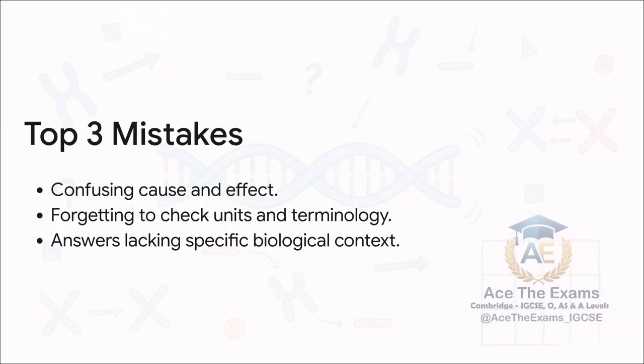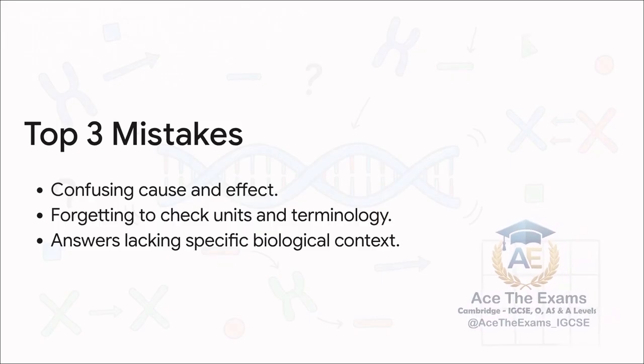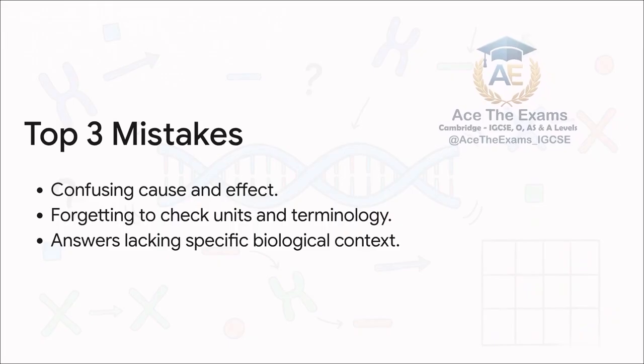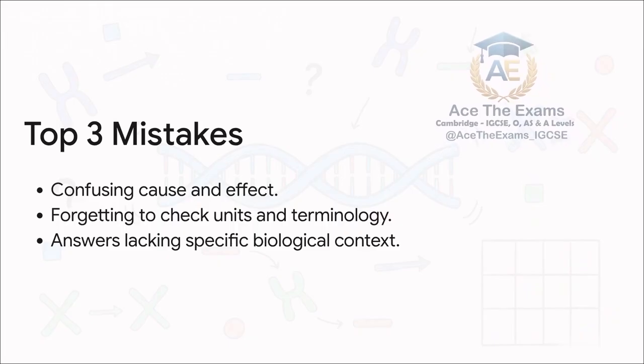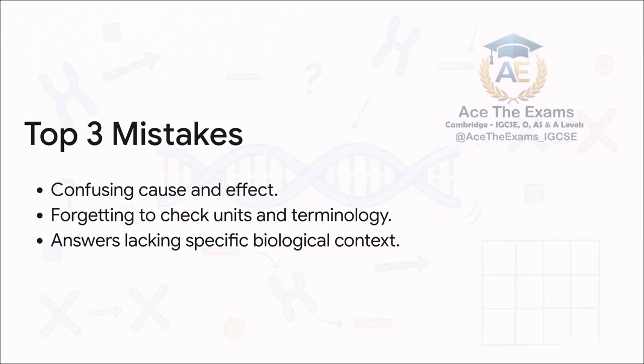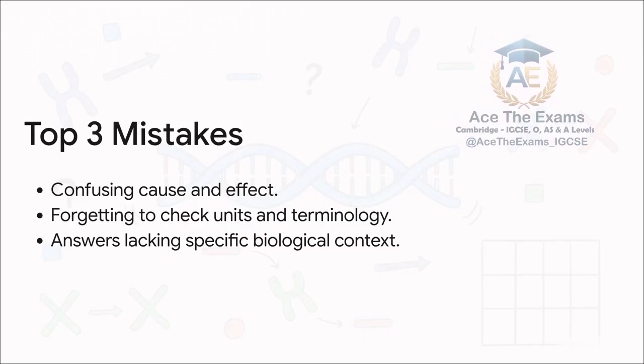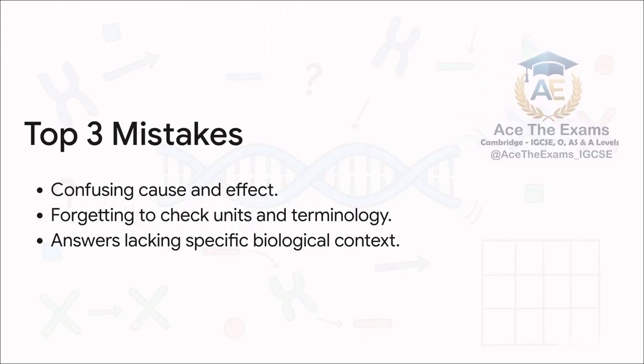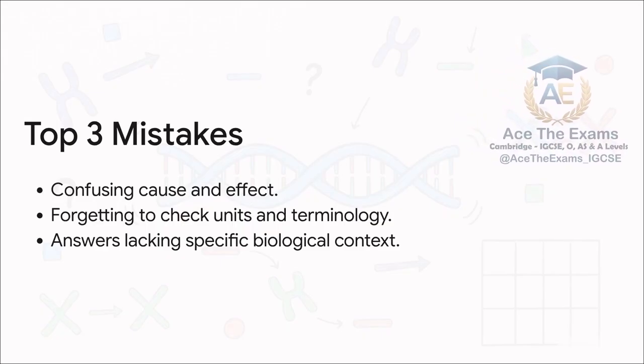Trap number 2, forgetting to check your units and terminology. Always define terms like crossing over before you use them in extended responses, and double-check those statistical units. And finally, trap number 3, providing answers that lack specific biological context. If the prompt is about Drosophila fruit flies, anchor your answer to those specific alleles and traits. Don't just dump general genetic theory onto the page.